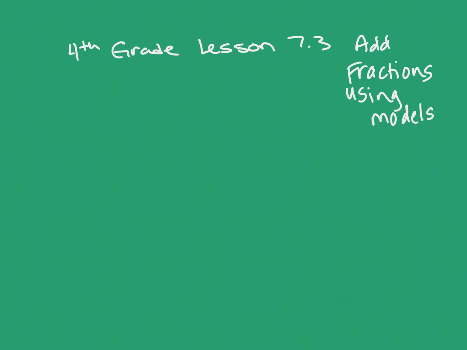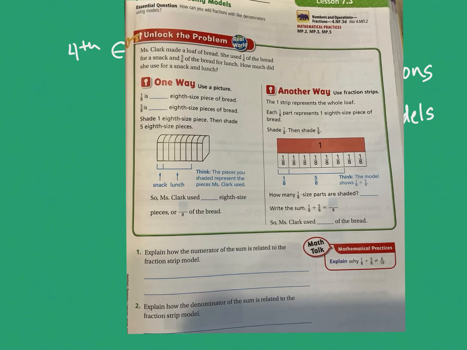Fourth grade lesson 7.3 is adding fractions using models. Just before we get into how we go about adding fractions, especially with different denominators, we're going to let our brains adjust to adding fractions using models, building on the previous lesson. Let's go. Our essential question is, how can you add fractions with like denominators using models?